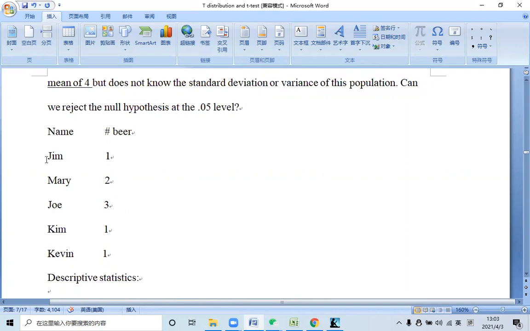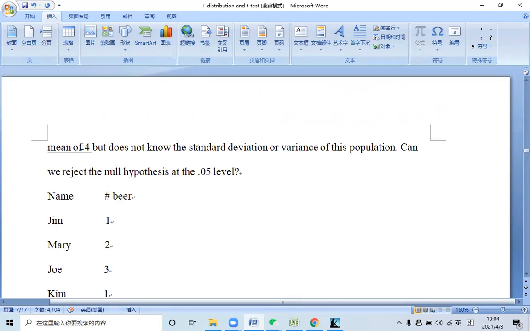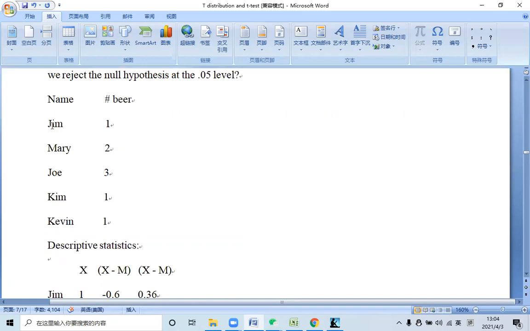Here is the evidence. We ask 5 people: Jim, Mary, Joe, Kim, Kevin. These 5 people attended the workshops. Are they drinking less than the population? Jim had 1 beer. Mary had 2 beers. Joe 3 beers. Well, you see that all of them had fewer beers than the average person. The mean of the population was 4, but all of these people have fewer than 4.